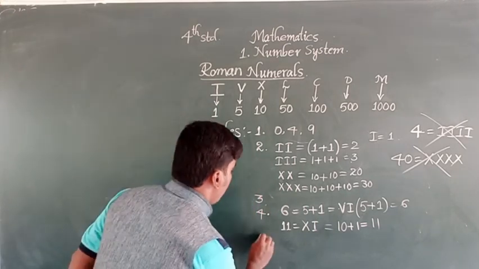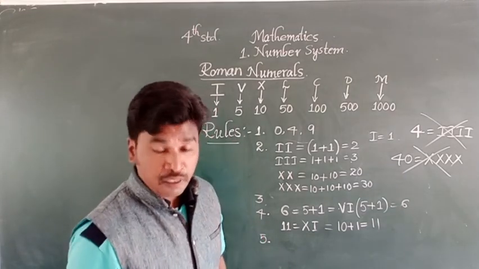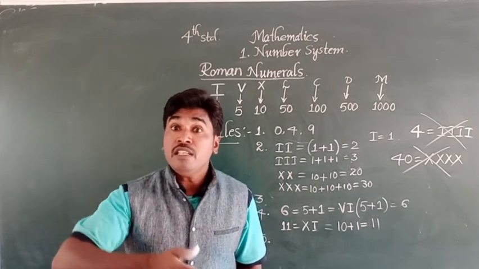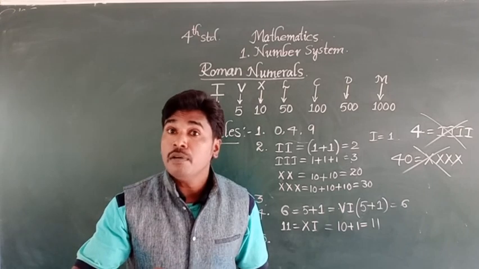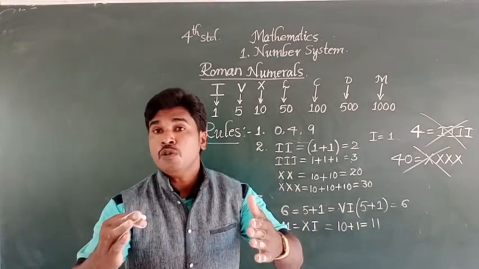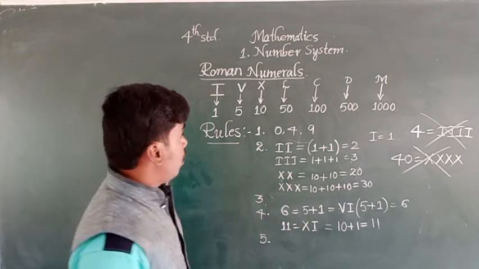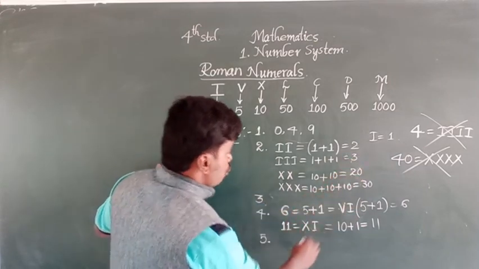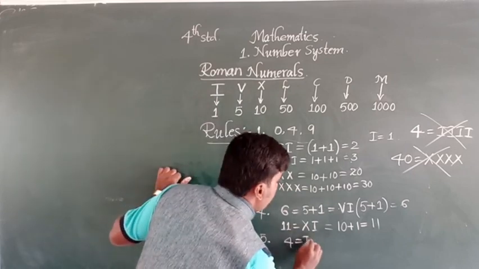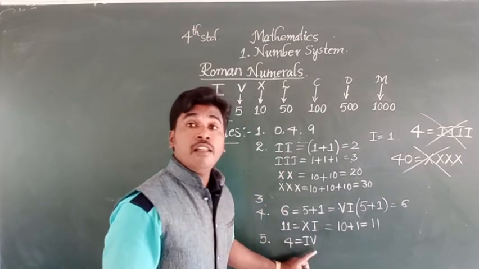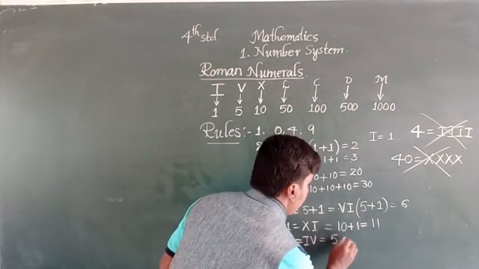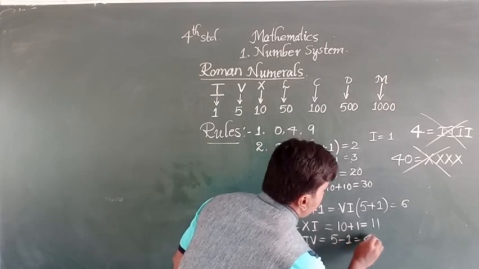Dear children, now come to the fifth rule. The fifth rule says that if a smaller number precedes the greater number, you need to subtract it. I told you that you should not write I 4 times. So for 4, we can write IV. If you write the smaller number on the left side, you should subtract it. So how to subtract? 5 minus 1. 5 minus 1 is 4.